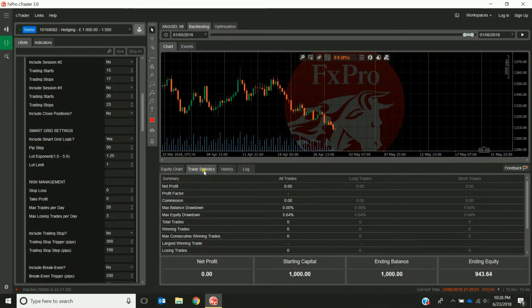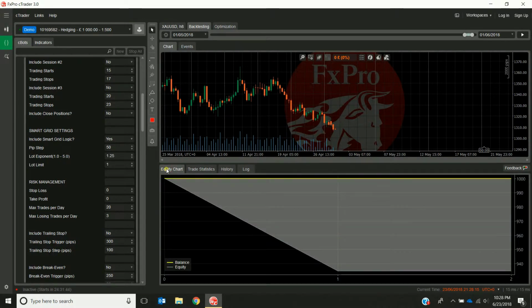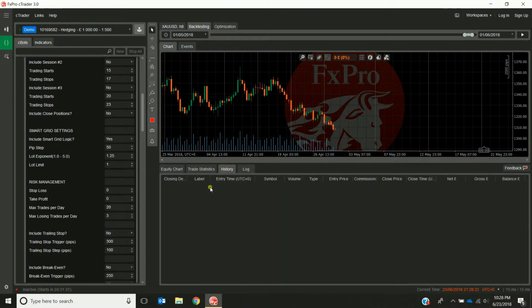The trading statistics tab will show you net profit, starting capital, ending balance, and ending equity. Again, it's just giving some false data there because we haven't actually run anything yet, but once this is all filled in, you'll see some of the results and the numerical breakdown of what was happening. In the history tab, it will tell you when trades were entered, when they were closed, what size they were, and how much net and gross profit that was as well.